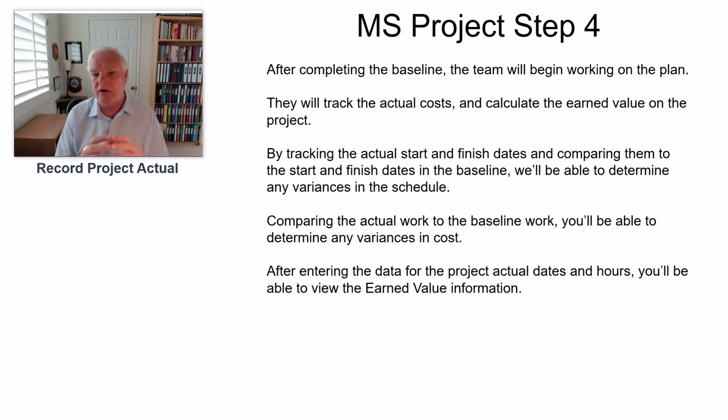They'll track the actual costs and calculate earned value on the project. That's ultimately what you're doing as you're pulling this information together for yourself in Module 4. The tracking of actual start and actual finish dates and comparing them to the start and finish dates in the baseline will give you that variance that we're talking about, the VAC, the variance that we're talking about for both SPI and CPI. And those are what we refer to as earned value information, okay?